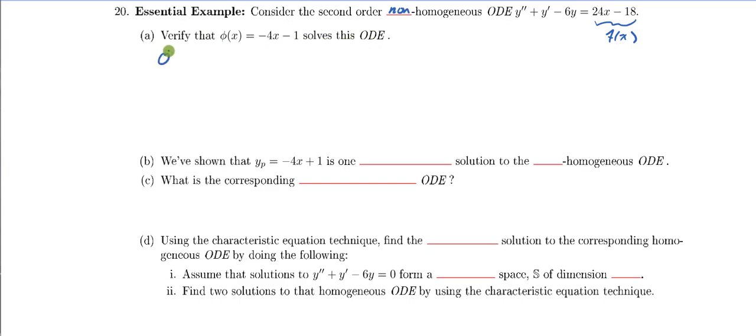So what you'll need to do is take phi of x, which is minus 4x minus 1. You'll take phi prime of x. You should get minus 4. You'll take phi double prime of x, and you'll get 0. And then I want you to go ahead and plug each one of those into the original ODE and verify that it is indeed a solution. So pause the video and do that.